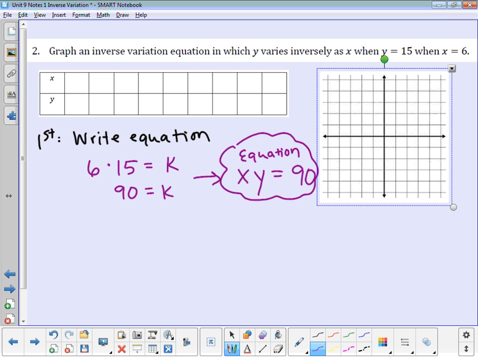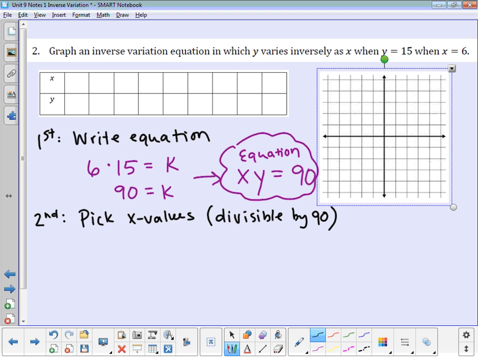Okay, now in order to fill out our table, notice that there's no x values chosen there, so we have to pick them. So the second step is we're going to pick some x values. And I'm going to choose my x values strategically. I'm going to pick x values that are divisible by 90, because when I do that, I'm going to get some nice numbers. Or in other words, divisible by my k.